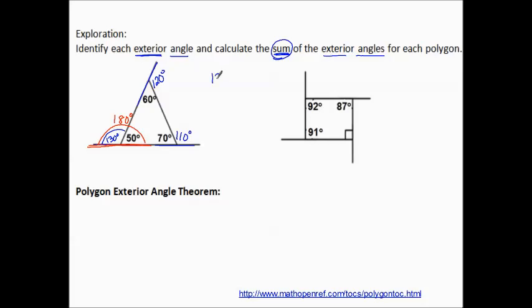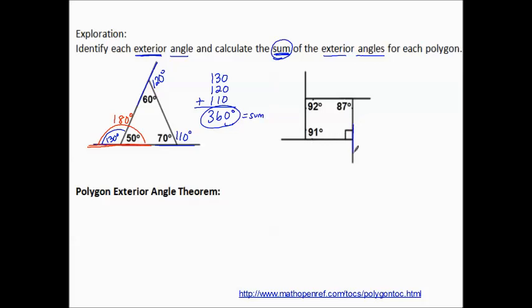The first one I did was 130, the second one was 120, the third one is 110. What do we get when we add all those together? 360. The sum is 360 degrees. Let's now take a look at the quadrilateral.